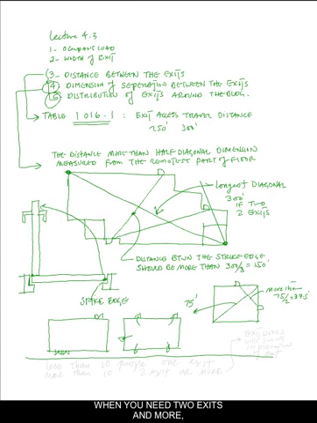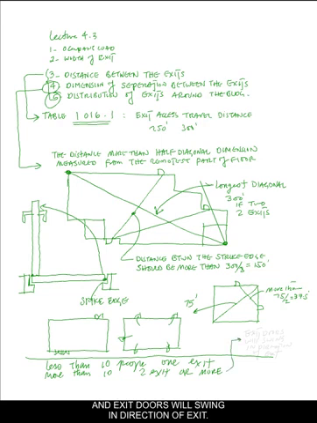When you need 2 exits and more depends on what the code says. Less than 10 people, 1 exit. More than 10, 2 exits or more. And exit doors will swing in direction of exit.